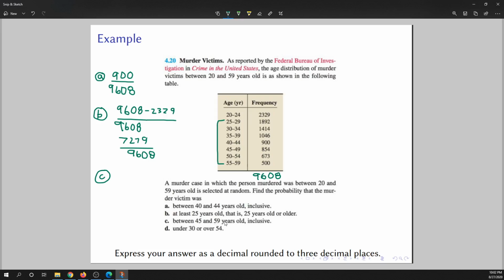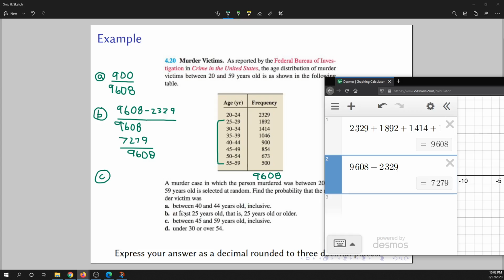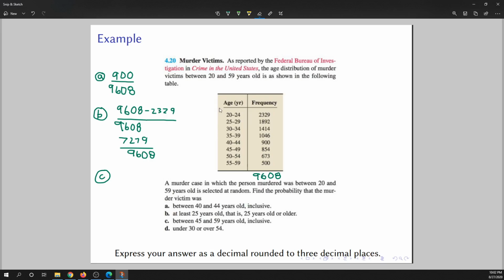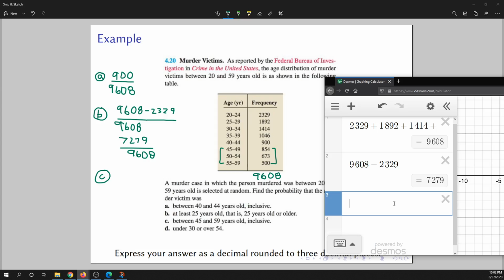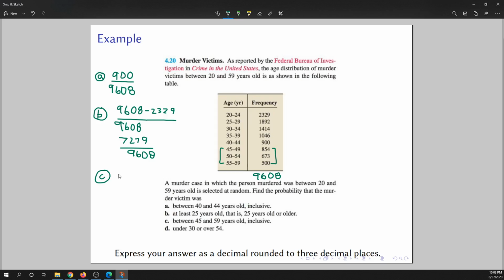All right, part C says, what is the probability that the victim is between 45 and 59 years old, inclusive? The inclusive just means including the ages of 45 and 59. So that's these three right here. We're going to have to add up these numbers, and that will be the number of cases in the event we are thinking about. So add those up: 854 plus 673 plus 500. That comes out to be 2027. So that is the probability for part C.